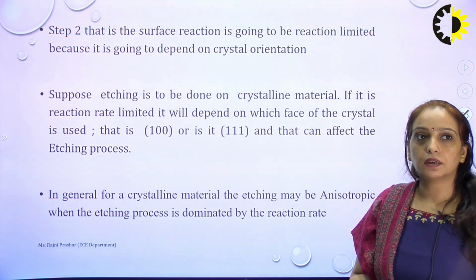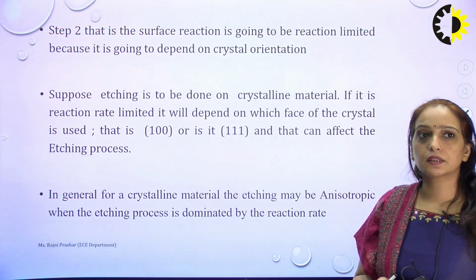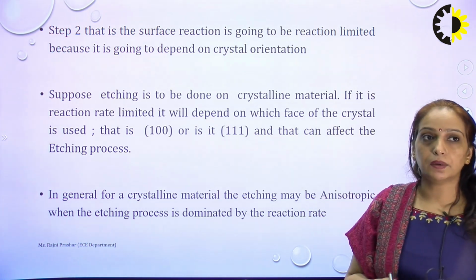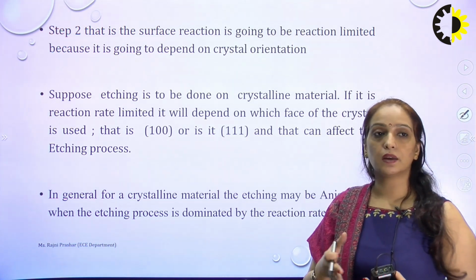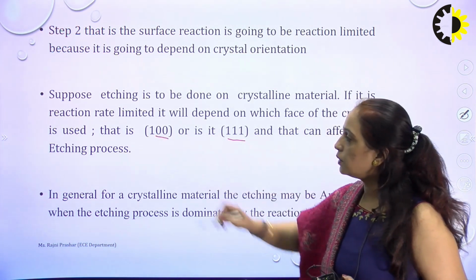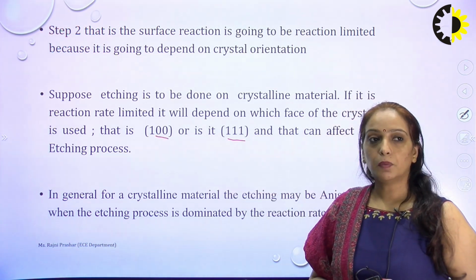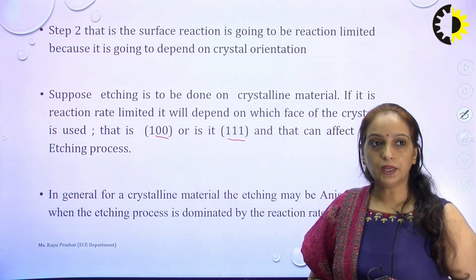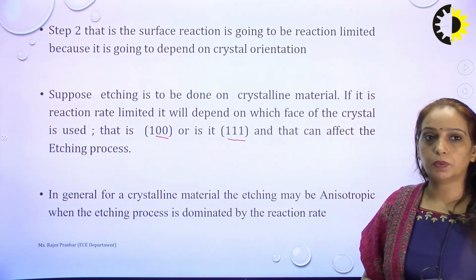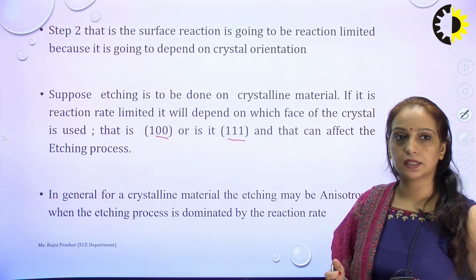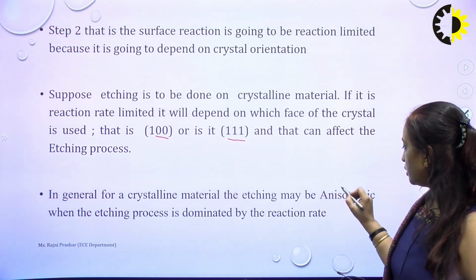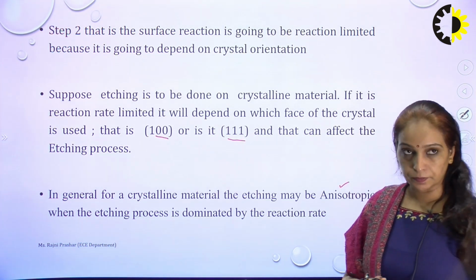And the second step here is that the reaction is going to be limited. Okay, so the reaction will be limited, which means it depends on which phase we are going to use for the etching, whether we are using the 111 phase or the 100 phase, right? So depending upon that phase, your reaction rate will be different. And generally in the crystalline material, the etching may be anisotropic, where the etching is dominated by the reaction rate. And the isotropic term we will discuss in the later slides.